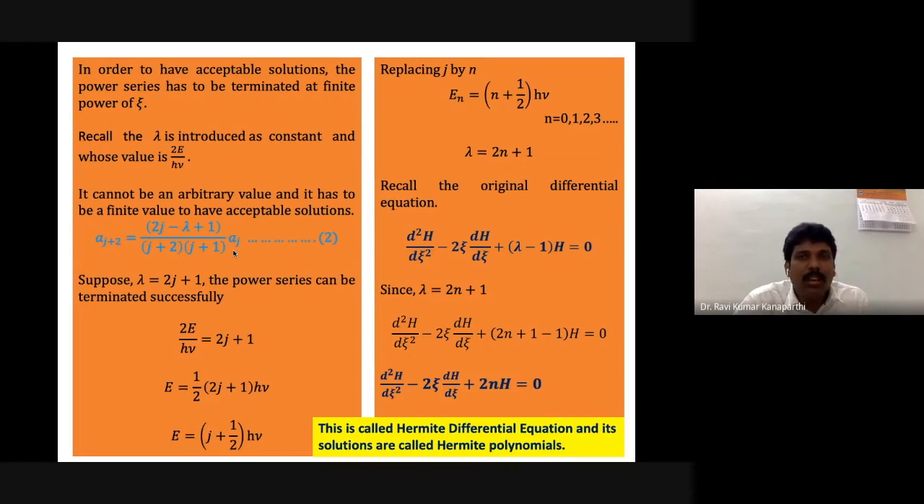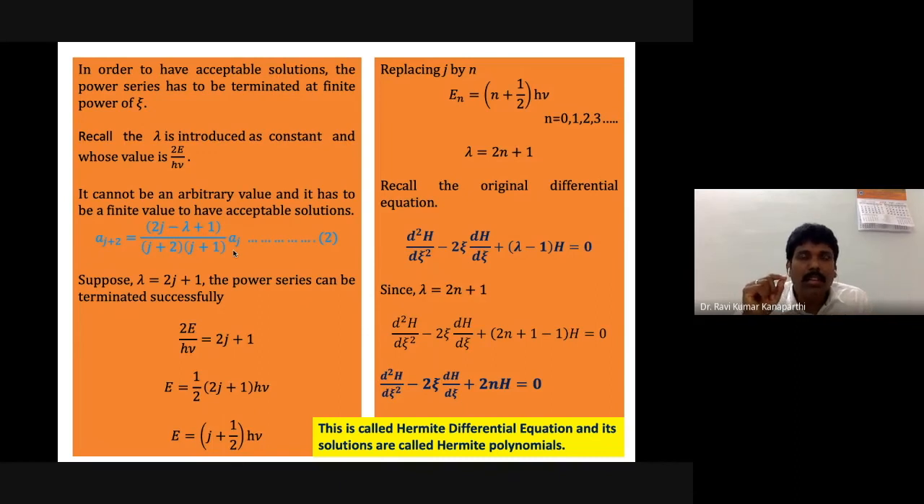Then En is equal to n plus half h nu, where n can take values 0, 1, 2, 3, 4, and so on. It is just a replacement of j with n. You should not be confused, but it essentially takes values from 0 to infinity. It is just a change of notation, so don't get confused by this.